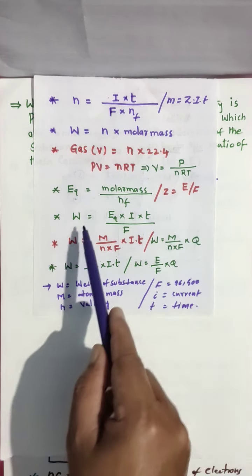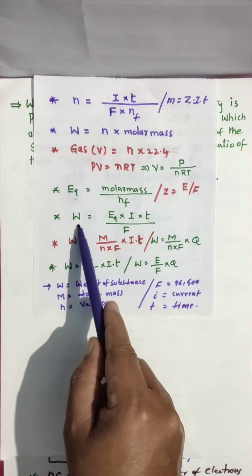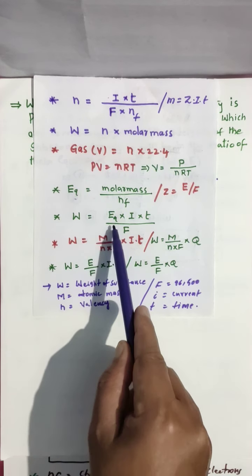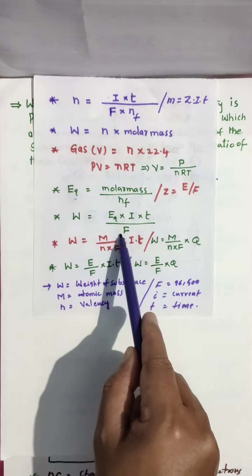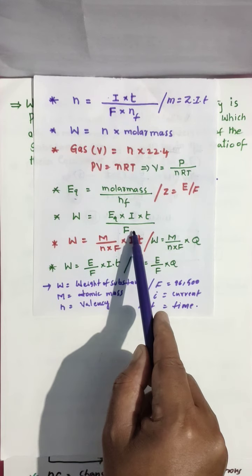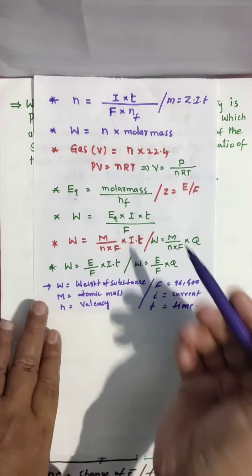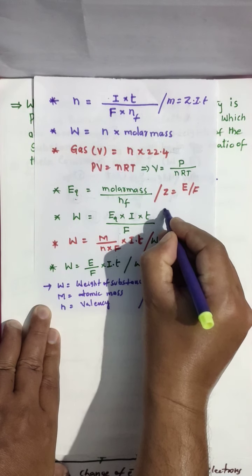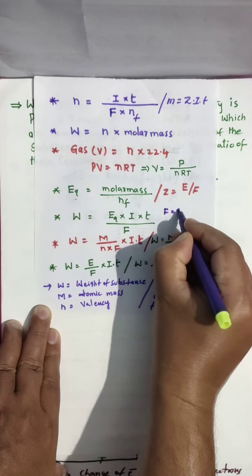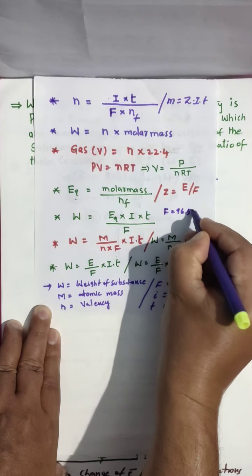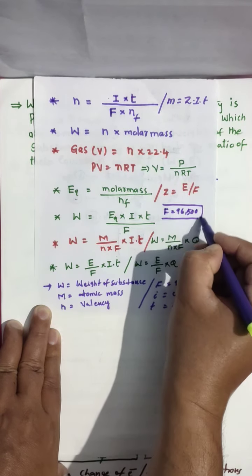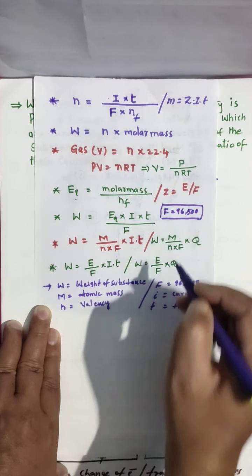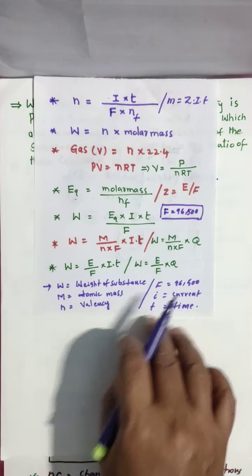that is 96,500. Then another formula: W, the weight of the substance, equal to equivalent mass into current into time by Faraday. You can directly substitute 96,500. The value of 1 Faraday is 96,500, a constant value. The charge of 1 mole of electrons equals 1 Faraday in coulombs.